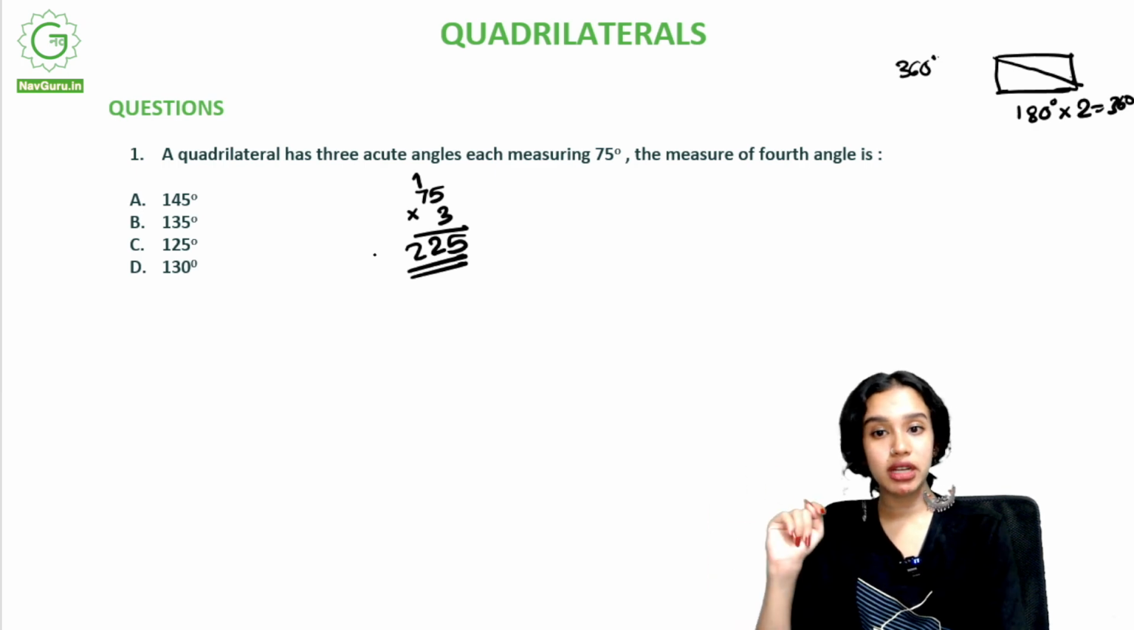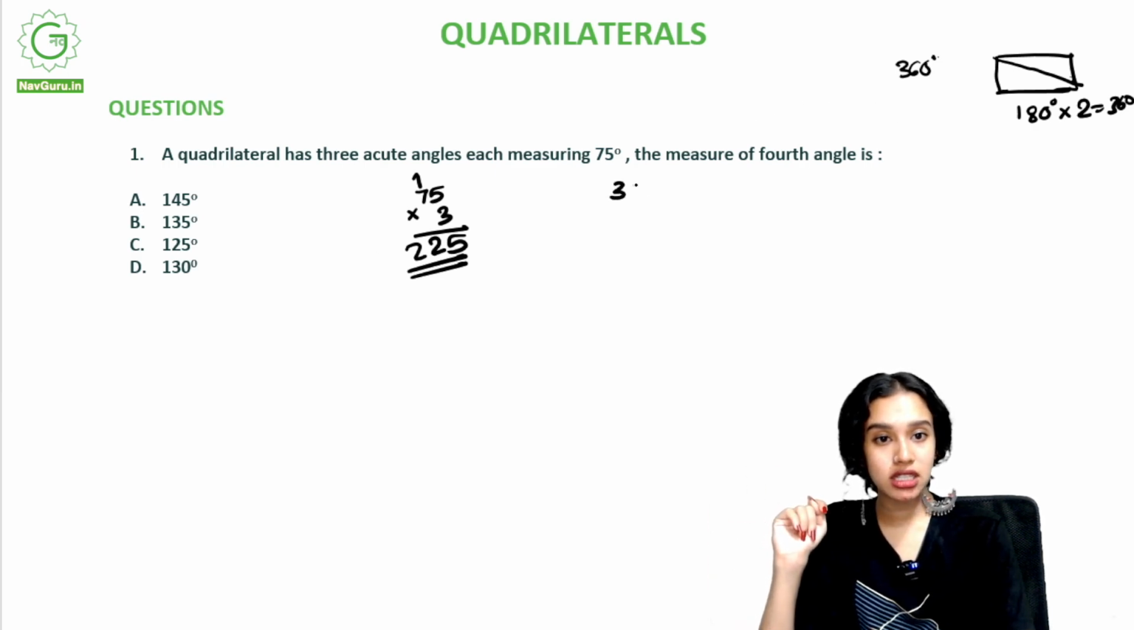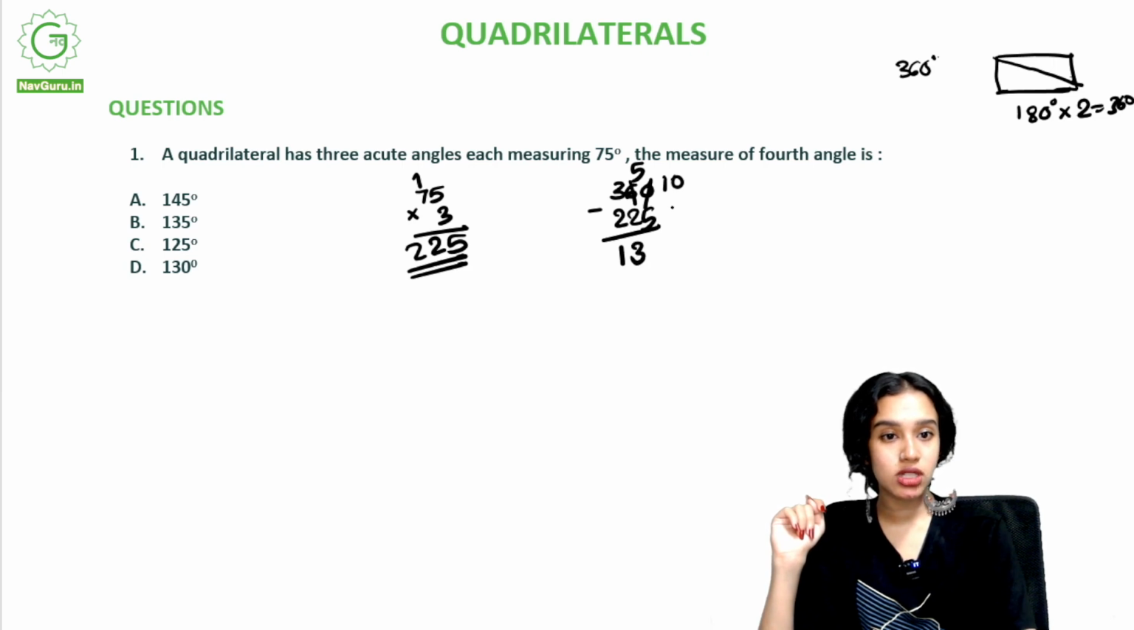So what should be the remaining angle? It should be 360 minus 225. So 3 minus 2 is 1, 5 minus 2 is 3, and 10 minus 5 is 5. So this is 135 degrees.